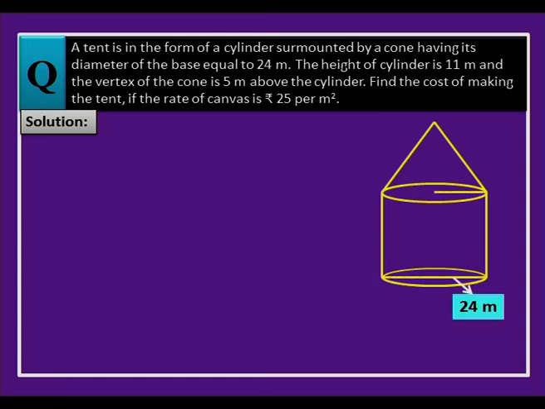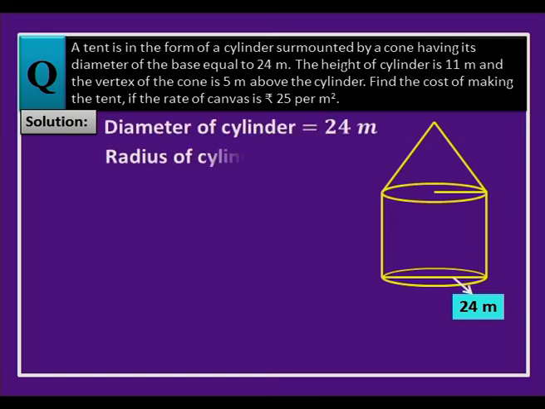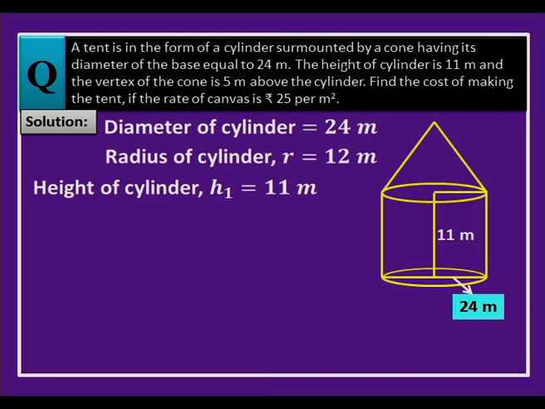The diameter of the cylinder is 24 meters, which means the radius is how much? Yes, half of it. So, r is equal to 12 meters. Then the height of the cylindrical part is 11 meters, which I am assuming as h1, so h1 is 11 meters. And the height of the conical part is 5 meters. So, I will assume it as h2 equal to 5 meters.